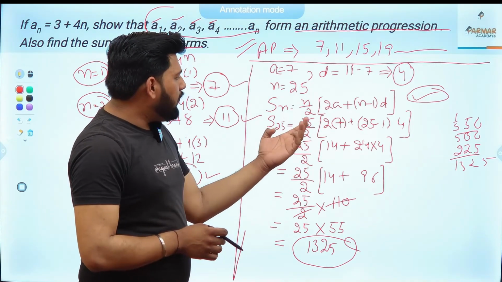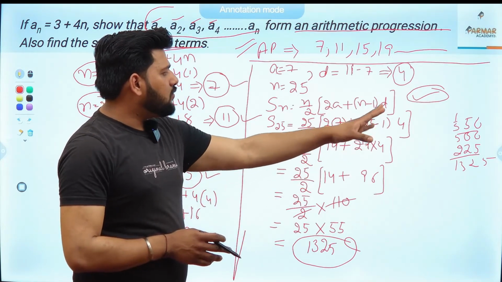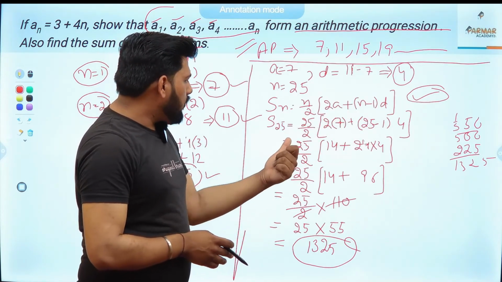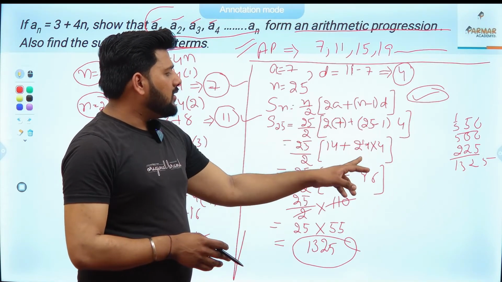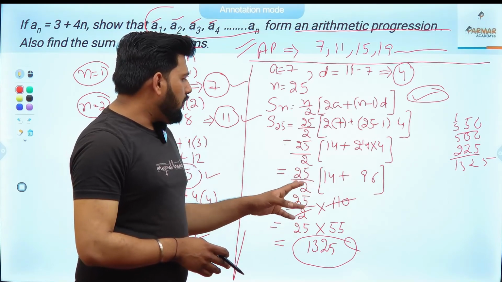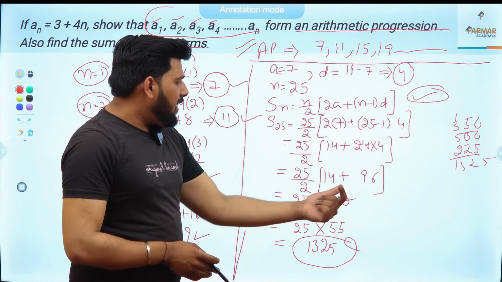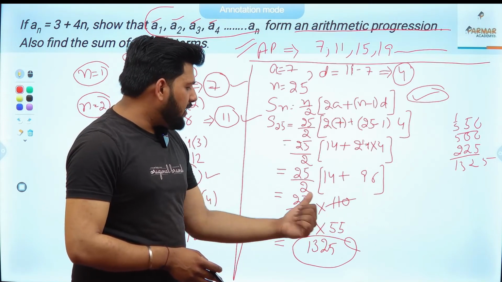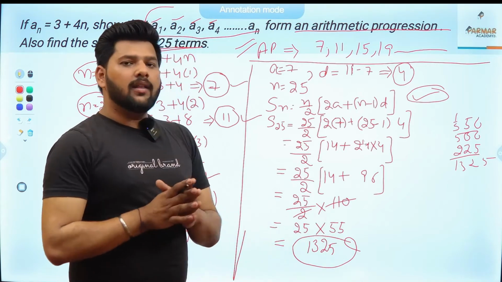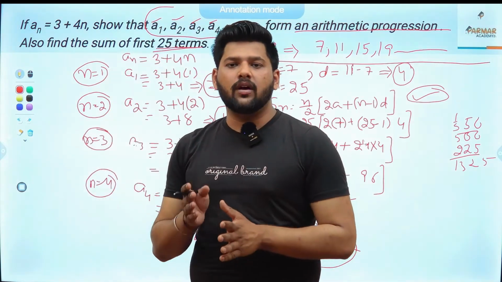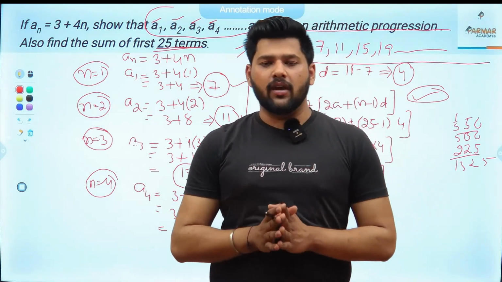So that is equal to 25 upon 2 times 2 times 7 plus (25 minus 1) into the difference, that is 4. So 25 upon 2, 7 2s are 14 plus 24 into 4. So 25 by 2, that is 14, 24 4s are 96, 96 plus 14 is 110. That cancels out, 25 into 55, and the product is 1325. So the sum of the first 25 terms of this AP is 1325.